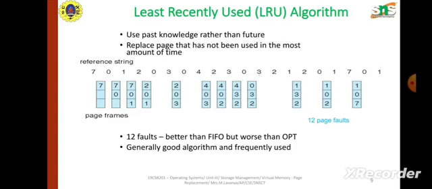Then we are moving to the next new arrival string. Next new arrival string is 0. While considering this, 0 is also available in the frame, so we are not doing any modification. We are moving to the next new arrival string.